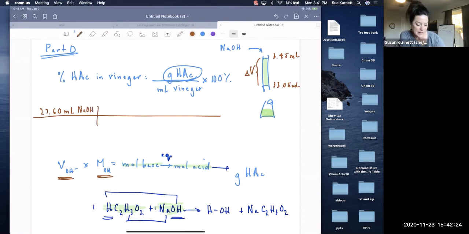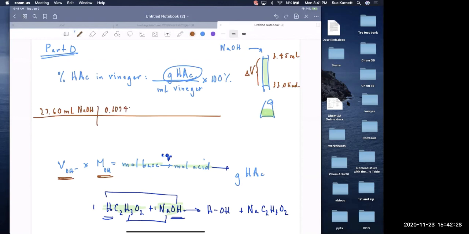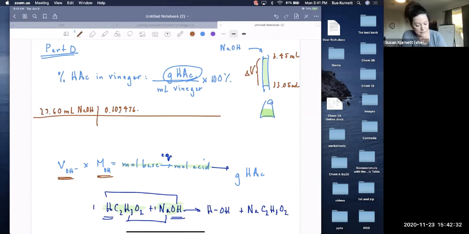Okay, what was the molarity again? 0.109476. Perfect. Good to 3 sig figs. I'll underline that. And then the units, molar, are moles per liter. And then it's moles of sodium hydroxide. The liters, I'm going to change to 1,000 milliliters. Good. So now I'm here.